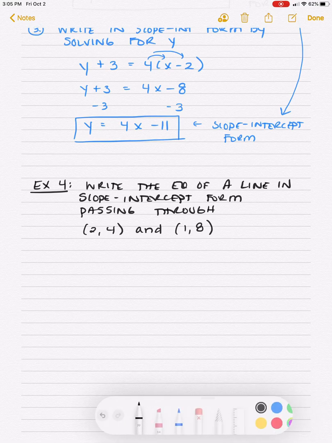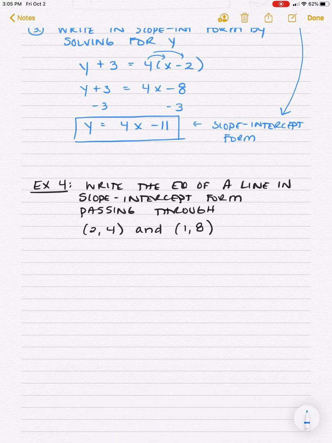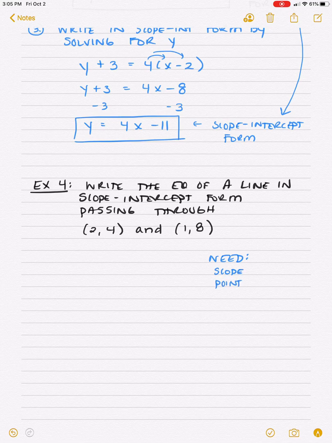Okay, so go to your checklist. This is usually the hardest part right here: where do we start? What equation do we begin with? I'm going to make my checklist. Here's what I need to write the equation of a line. I need a slope, and I need a point. I know you want the y-intercept, but you're not getting it, so you're going to have to deal with the slope and the point. Well, the point I'm given. In fact, I'm given 2 points: 2, 4, and 1, 8.